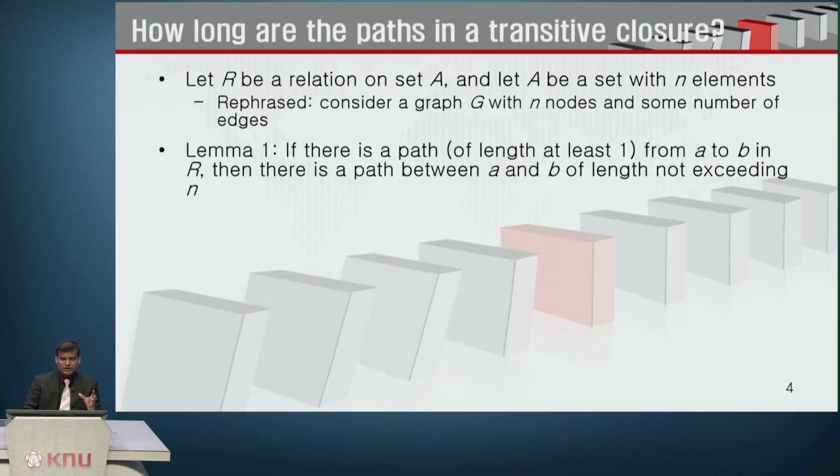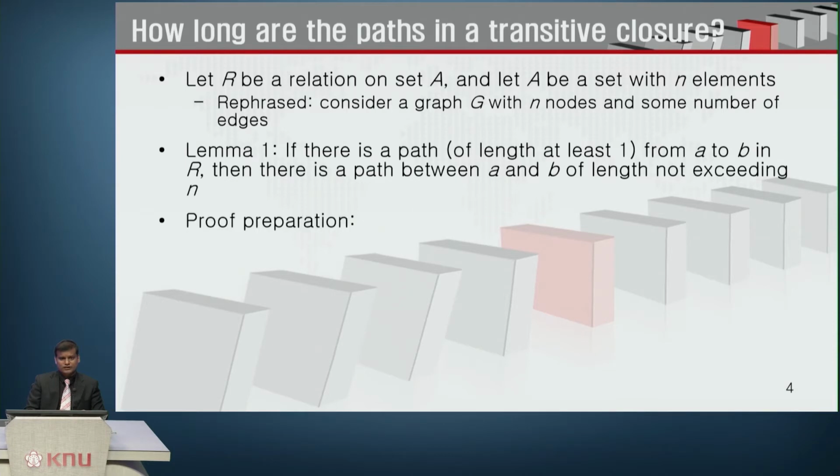So we are converting this into a graph form. From our previous lectures we know that we can connect the terminology of this mathematical modeling of relations into a graphical form. In fact, graph relations have nodes and edges. So if you have a graph G with n nodes and some number of edges in it, and there is at least one path between A and B in relation R, then there is a path between A and B of length not exceeding n.